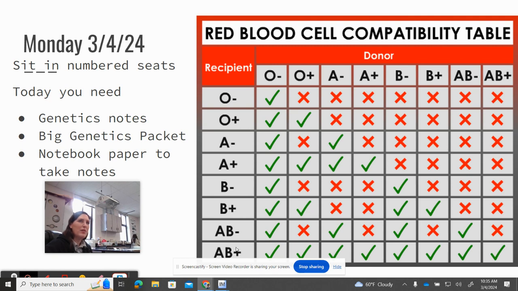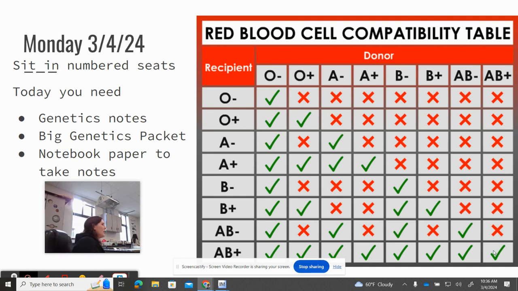Let's look at type AB blood. AB positive can accept blood from everybody. Everybody can save AB positive. But AB positive can only donate to AB positive.